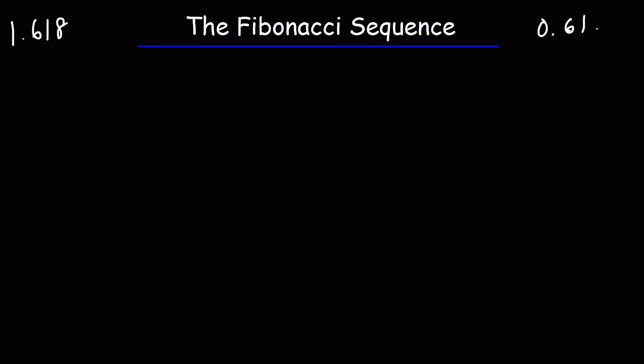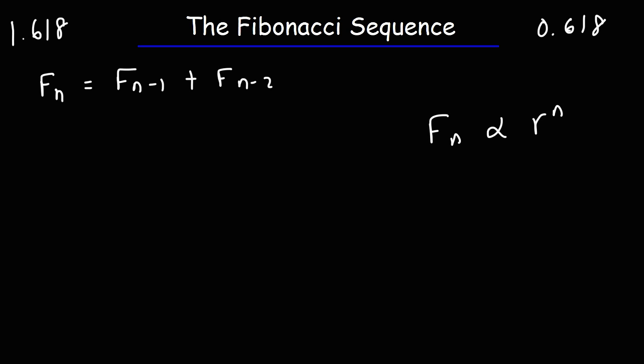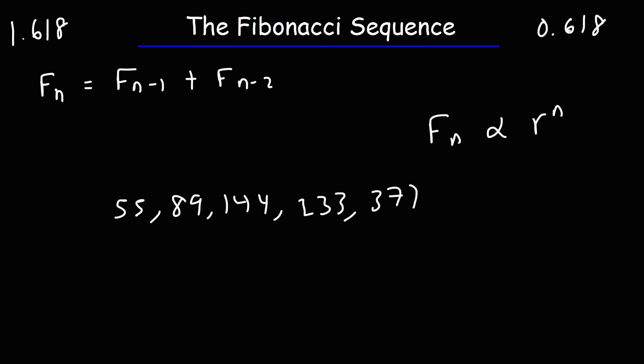Now let's talk about how we could derive the numbers that describe the golden ratio, 1.618 and 0.618. So we know that each number in the Fibonacci sequence is the sum of the previous two numbers. F sub n is going to be proportional to r to the n. The reason for that, when we had numbers like 55, 89, 144, 233, 377, if we multiply 144 by the golden ratio, which we'll call r, 1.618, it's going to give us the next number, 233.